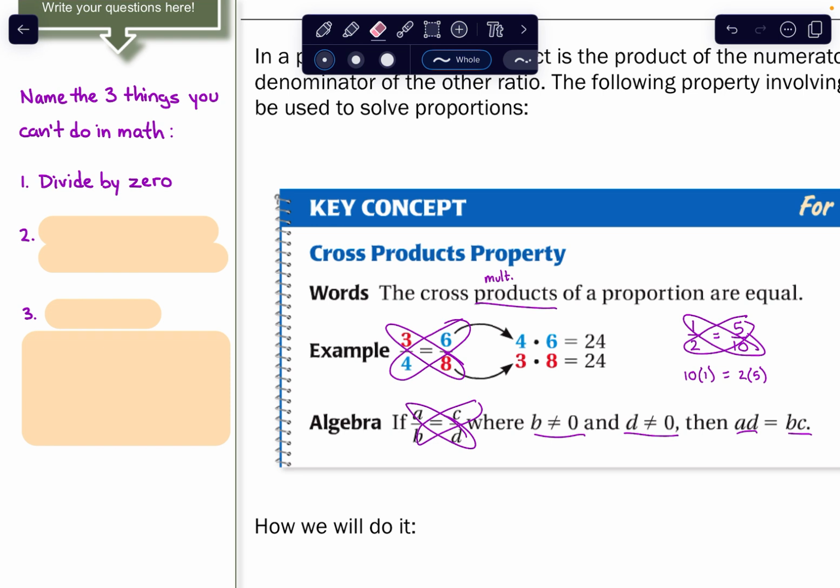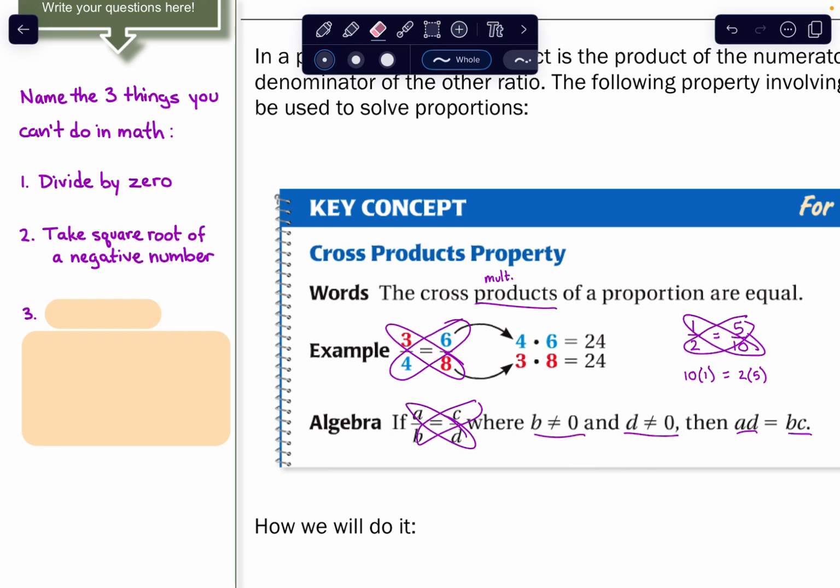The other thing we can't do in math, number 2, take the square root of a negative number. It's impossible. There's no number that when you multiply it by itself, you get a negative answer, because a negative times a negative is a positive, and a positive times a positive is a positive. So there's no way you can square a number and get a negative, and therefore there's no way you can take the square root of a negative number.